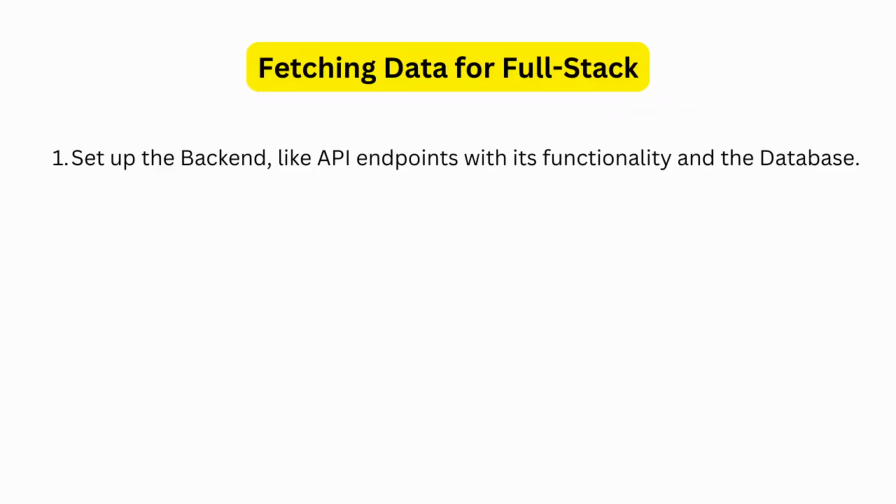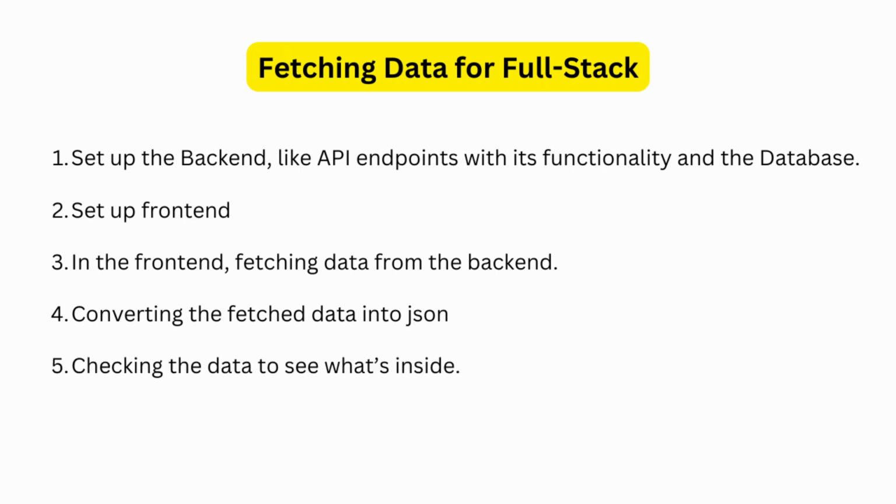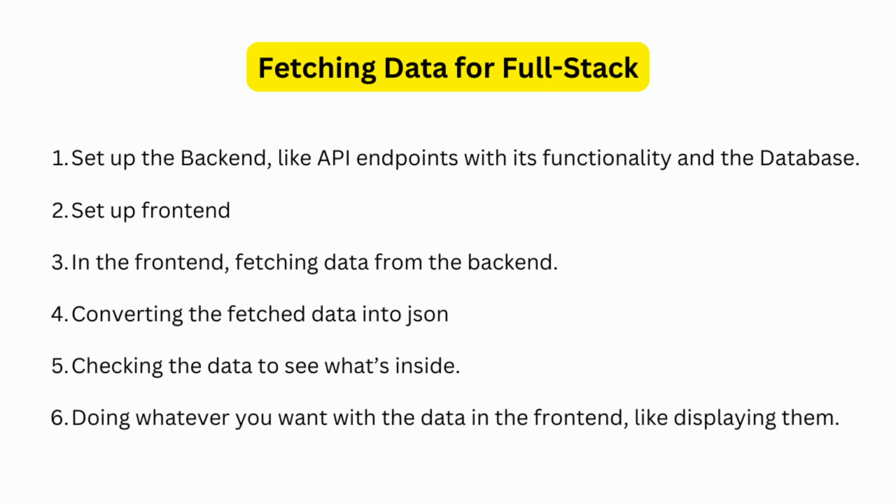Step 1. Set up the backend, like an API endpoint with functionality and the database. Step 2. Set up the frontend. Step 3. In the frontend, fetch the data from the backend. Step 4. Convert the fetched data into JSON. Step 5. Check the data to see what's inside. And Step 6. Do whatever you want with the data in the frontend, like displaying it. I've talked about this in one of my earlier videos, so check it out.